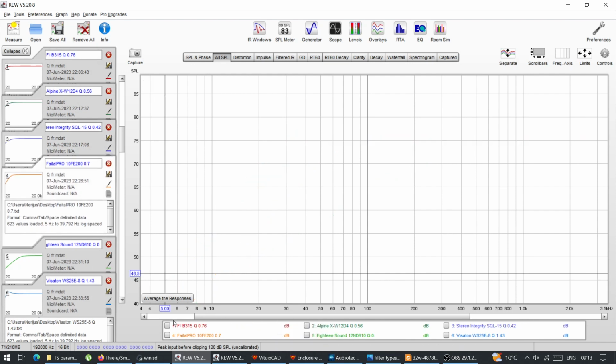Let's clear it. So this is the FI that I have. This is the response that it would have in an infinite baffle application. This is modeling, yeah? And compare it to, for example, Alpine and Stereo Integrity, yeah, and Fatal Pro. And I put the driver QTS. So this FI has 0.76 QTS. Alpine is a bit smaller. Stereo Integrity even smaller, 0.42.